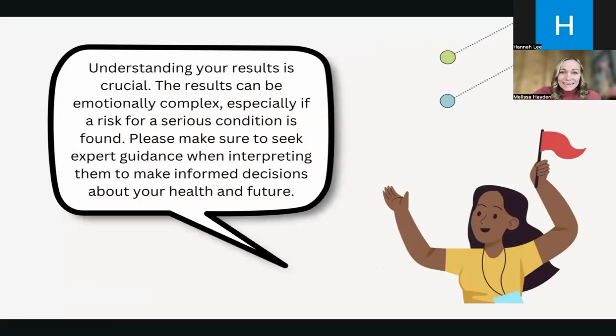Genetic testing is an exciting and evolving field that can provide valuable insights into your health, family planning, and even your ancestry. But understanding your results is crucial. The results can be emotionally complex, especially if a risk for a serious condition is found. Please make sure to seek expert guidance when interpreting them to make informed decisions about your health and future.